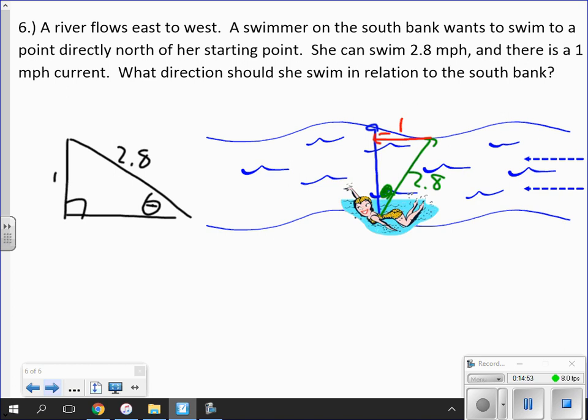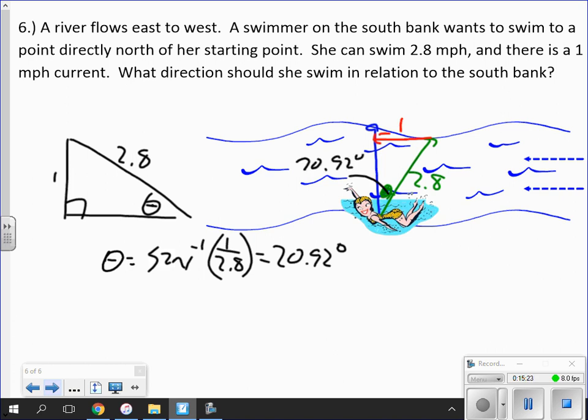So theta is equal to opposite over hypotenuse. Theta equals the inverse sine of 1 over 2.8, and we get an angle of 20.92 degrees. However, this angle in here is 20.92 degrees. But what is the question actually asking for? What direction should she swim in relation to the south bank? So it's actually asking for this angle here.